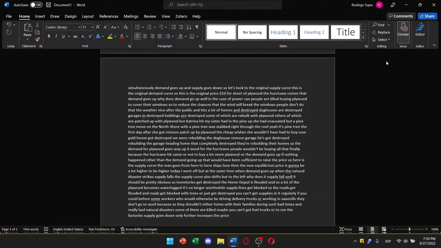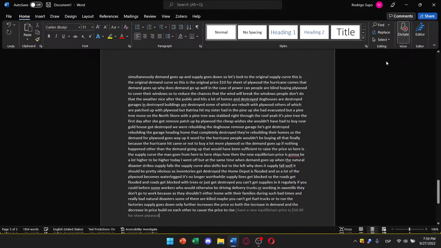So both the increase in demand and the decrease in supply build on each other to cause the price to rise. I have a new equilibrium price of $50 for a sheet of plywood, which is quite descriptive of what the immediate state of the plywood market was in and around the city of New Orleans after Katrina struck in 2005.